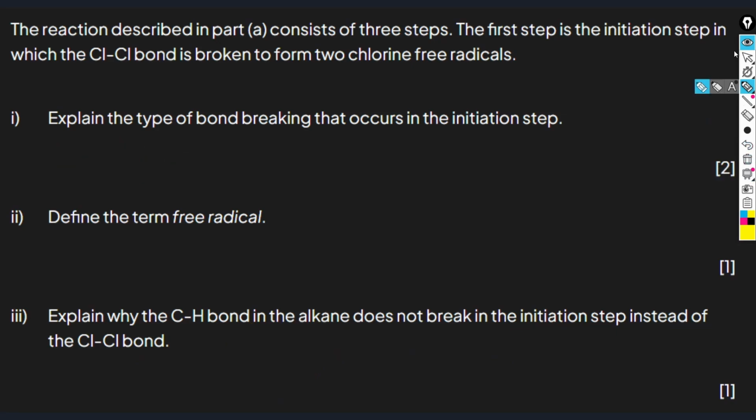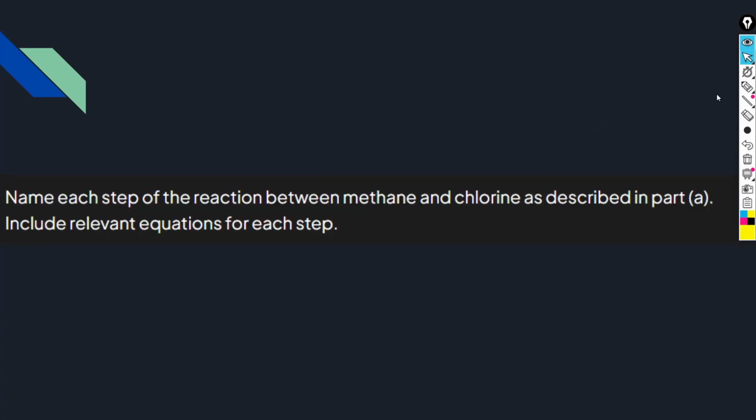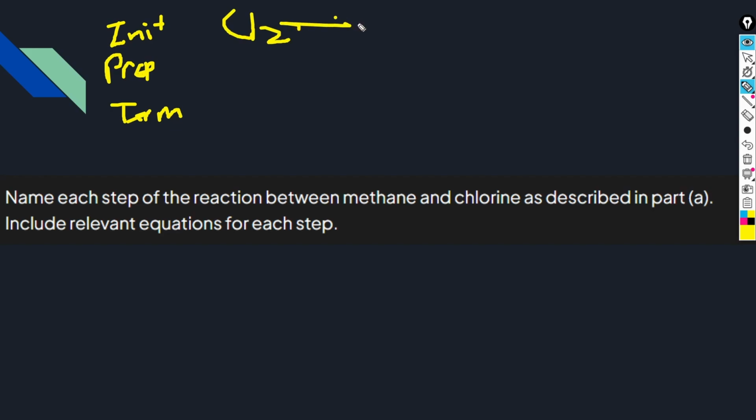Now, the final question we have is name each step of the reaction between methane and chlorine as described in part A, and include relevant equations. Firstly, we learned about initiation, then propagation, and then finally termination. So for initiation, we need to draw the arrows. For Cl2, like I showed you, you need to draw the half arrows to form radicals. So we can see this is the initiation step.